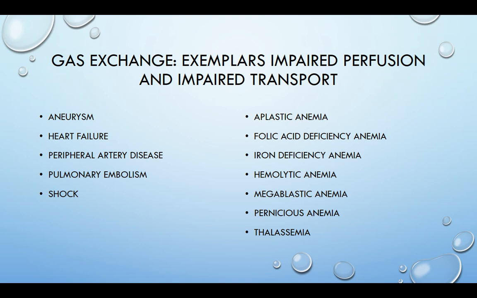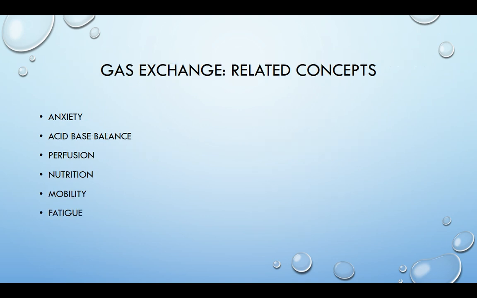Then there's the transport: aplastic anemia, folic acid deficiency anemia. Just about any of the anemias are going to fit into this category. Megaloblastic, hemolytic, pernicious, and thalassemia. So those are ones that you would also want to look at and see what their crit is, and that could possibly be part of the reason why gas exchange is not doing well.